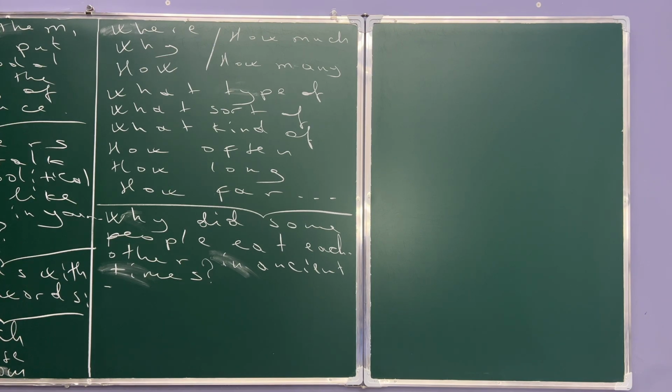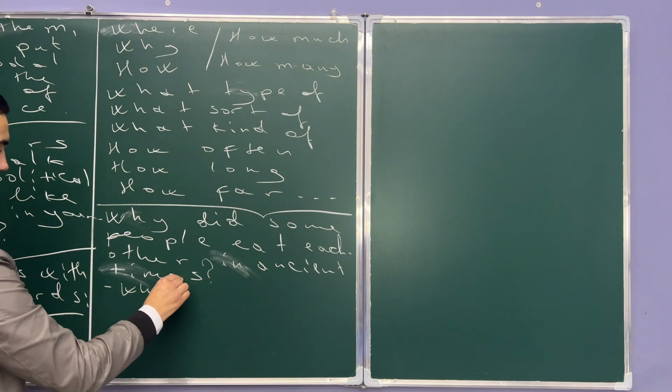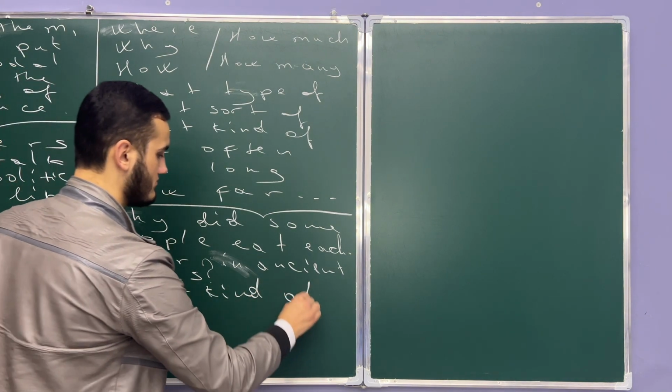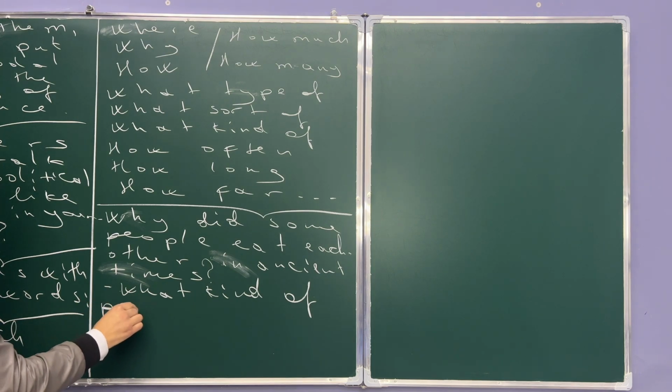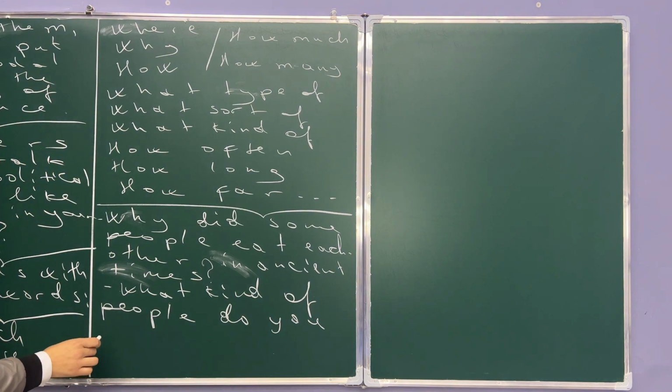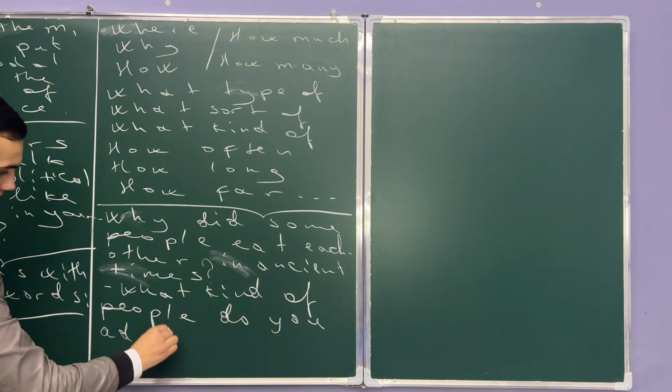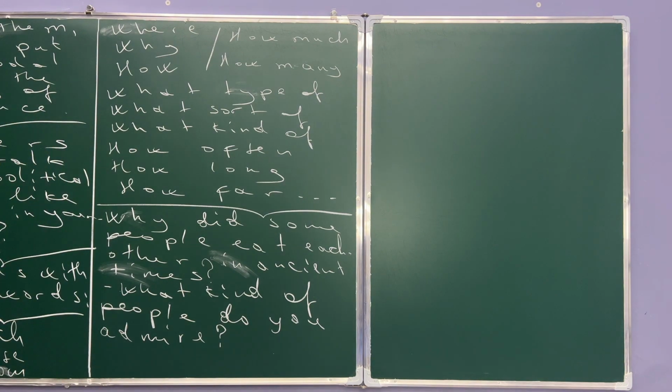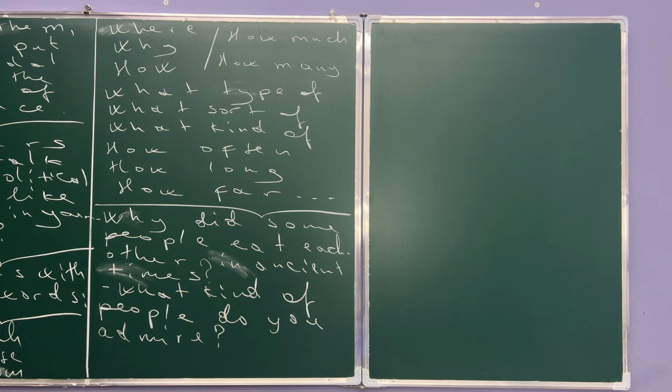Next. What kind of people do you admire? You have too limited knowledge, ladies and gentlemen, about admiration. There may be certain jobs, professions, certain people in history that we can really admire. Also, we currently have such kinds of people.